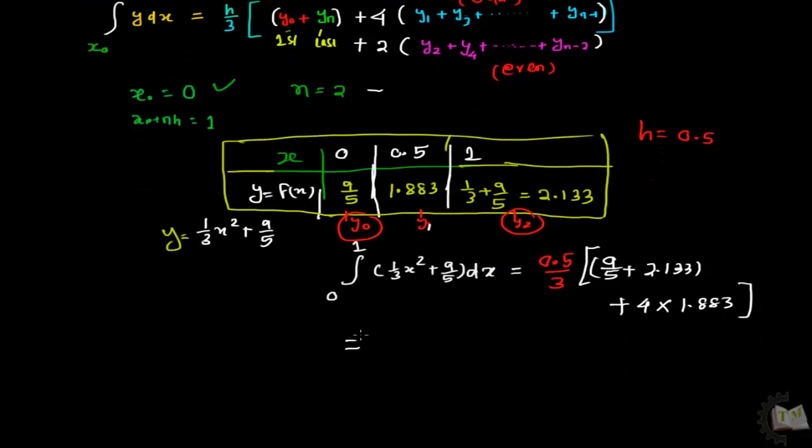Now the next step is to calculate the value of this expression. When you calculate it, the value will be 11.465. Simply use a calculator, and after simplification, this value will be 1.910.